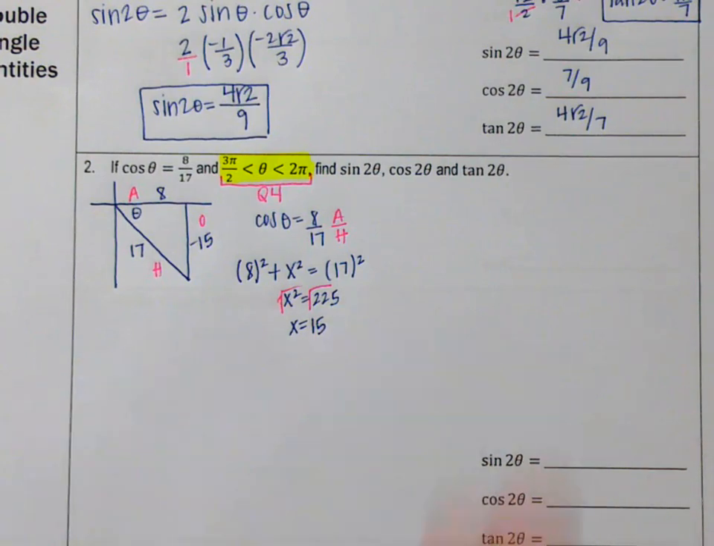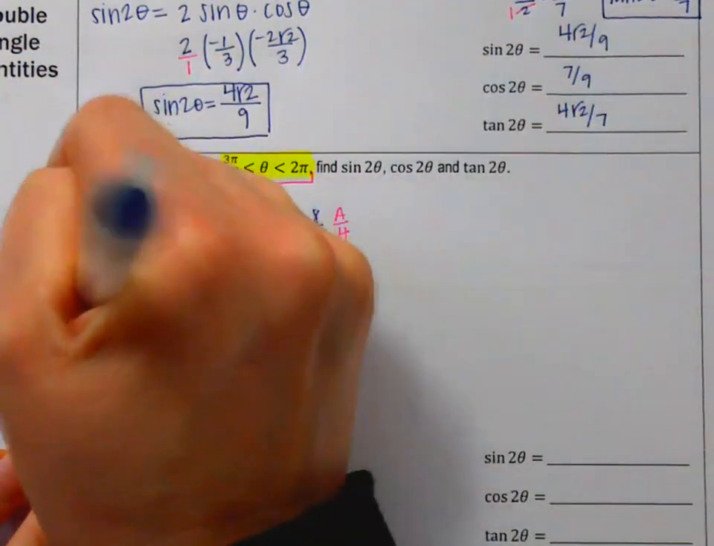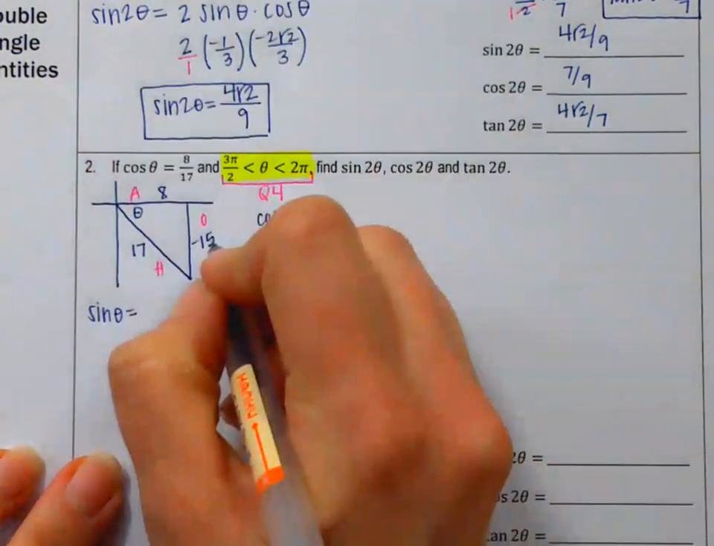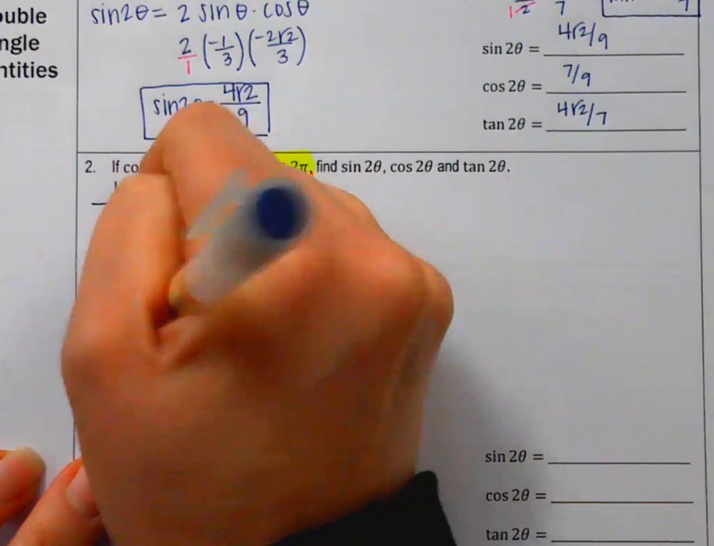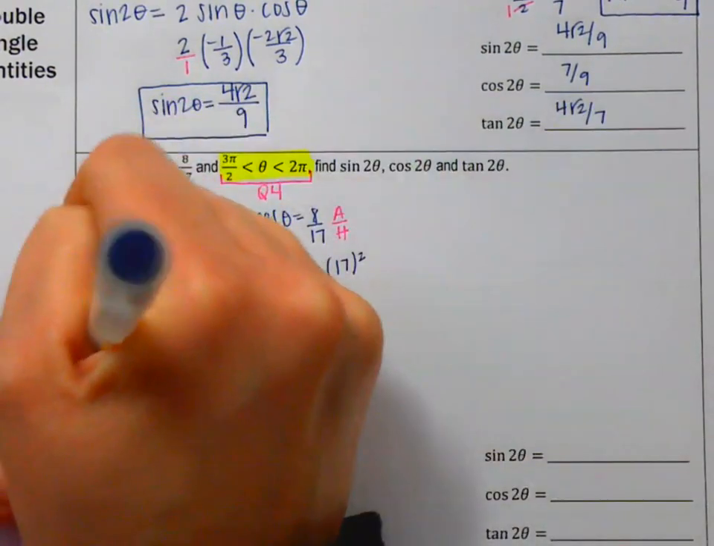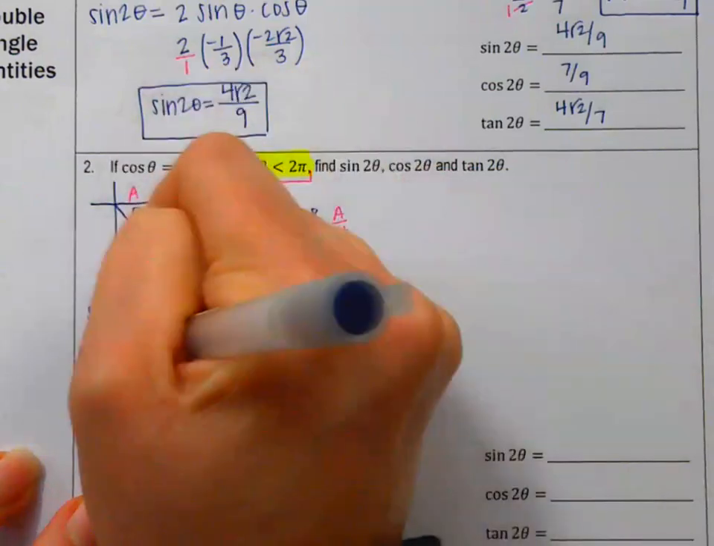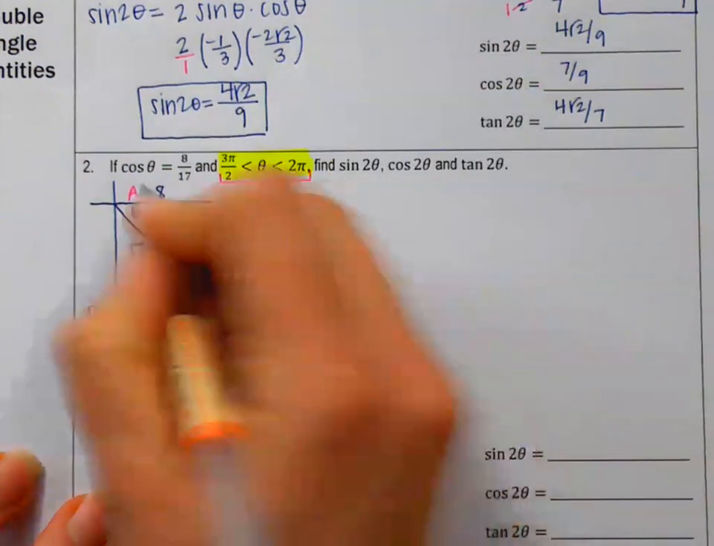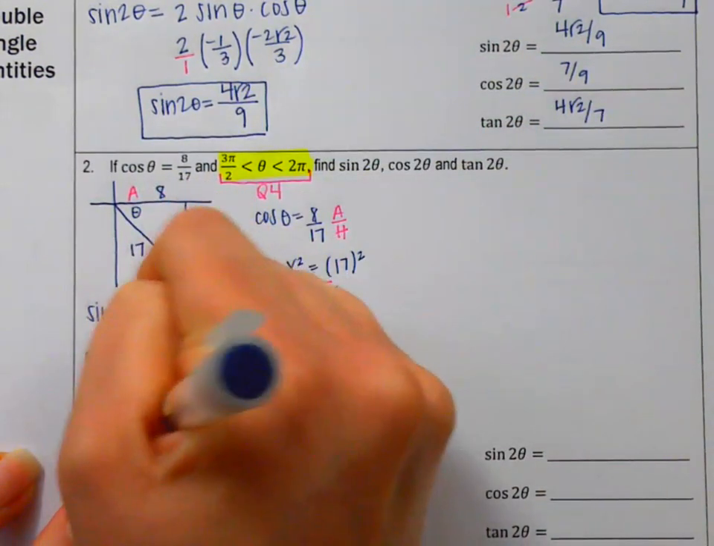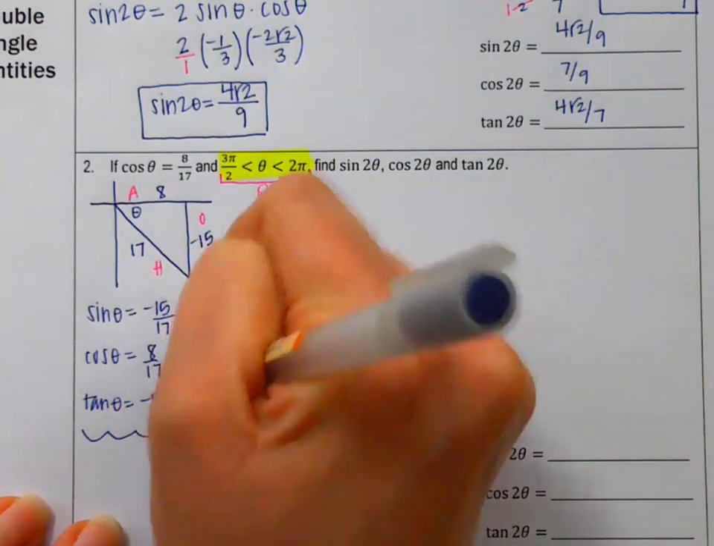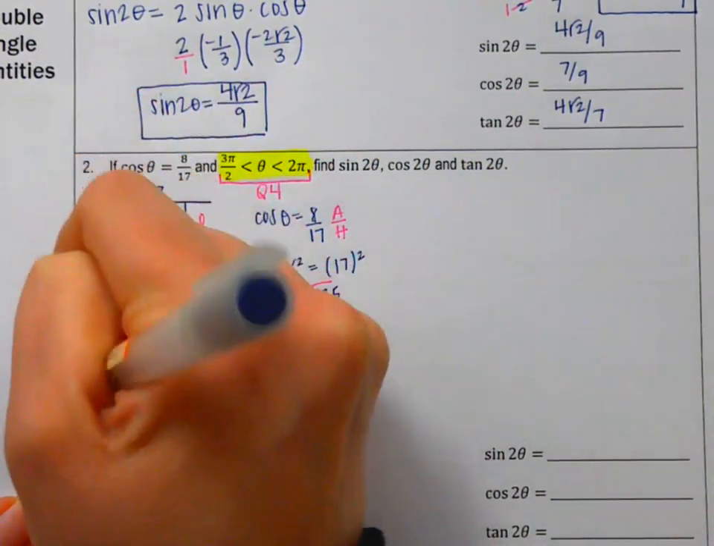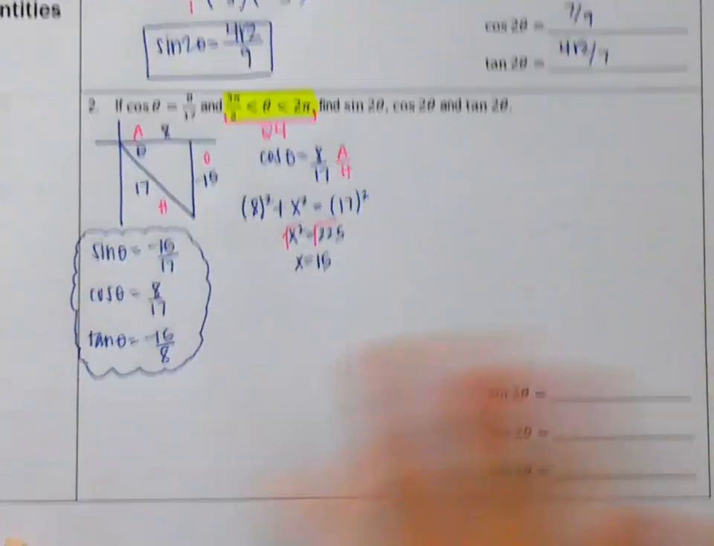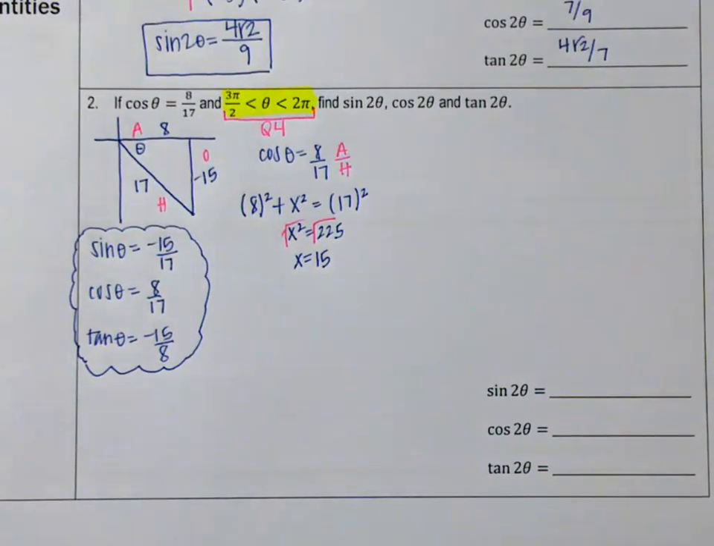Now, like I said, this one's a lot easier because there's no radicals, so I can just now write down my 3 trig functions. So I have sine theta is going to be opposite over hypotenuse, so negative 15 over 17. I have cosine theta, which was already given to us, 8 over 17. And then I have tangent theta, which is going to be the opposite over the adjacent, so negative 15 over 8. So these are the three values that I'm going to use to find the rest of my sine 2 theta, cosine 2 theta, and tangent 2 theta.